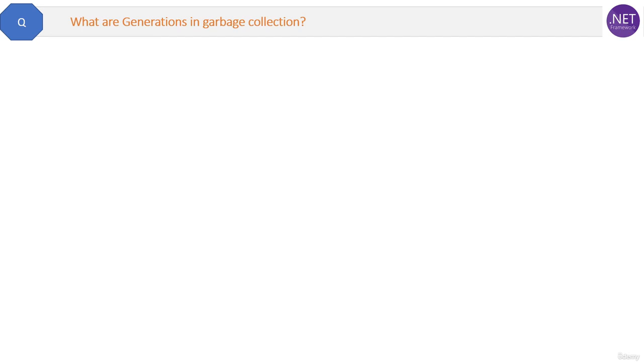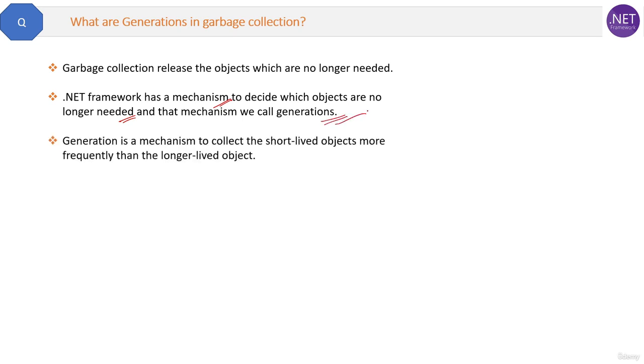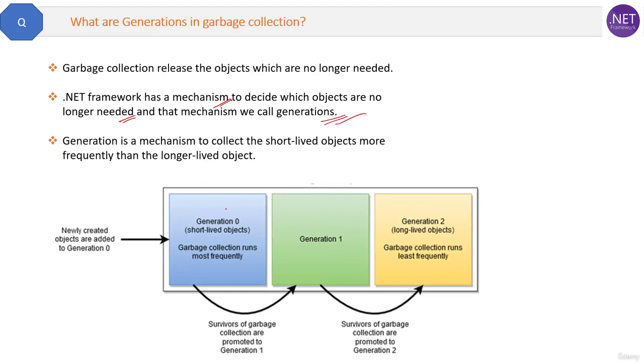What are generations in garbage collection? Now we already know garbage collection is to release the objects which are no longer needed, right? So the .NET Framework has a mechanism to decide which objects are no longer needed, and that mechanism we call generations. Generation is a mechanism to collect the short-lived objects more frequently than longer-lived objects. Let me explain this, okay? Now, there are 3 types of generations: generation 0, 1 and 2.